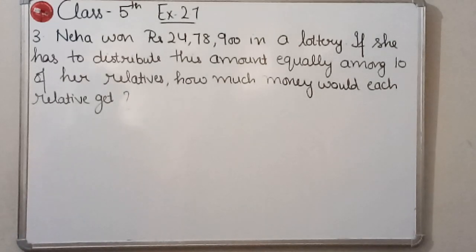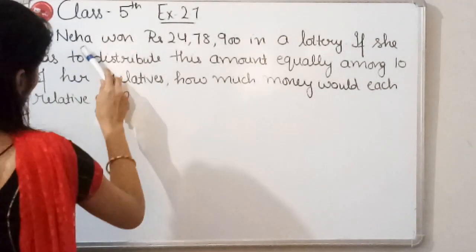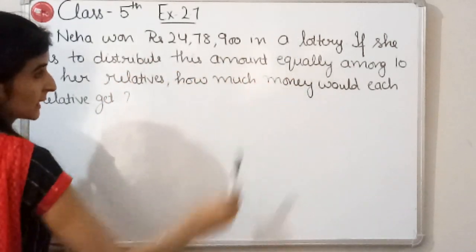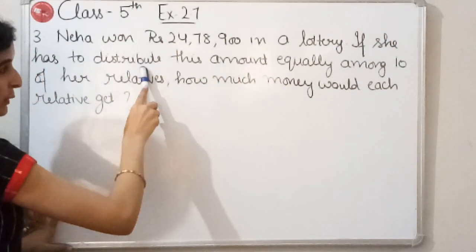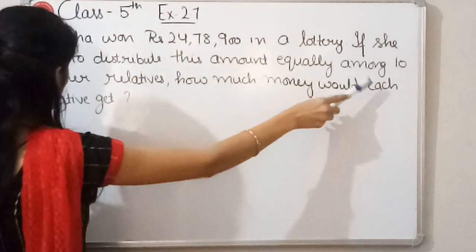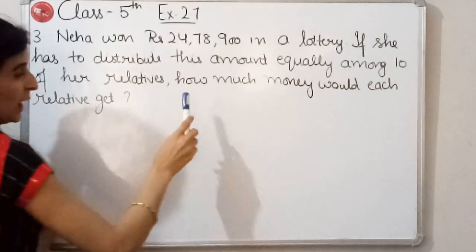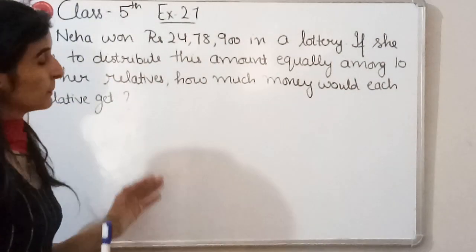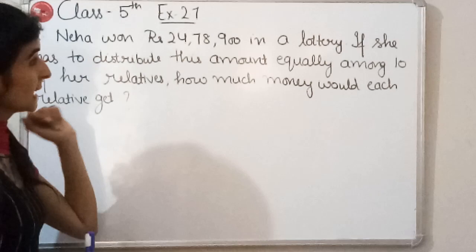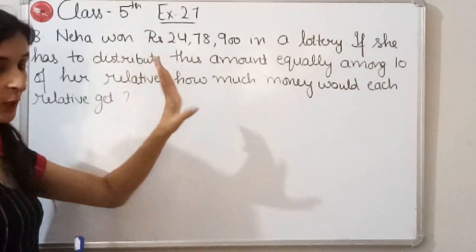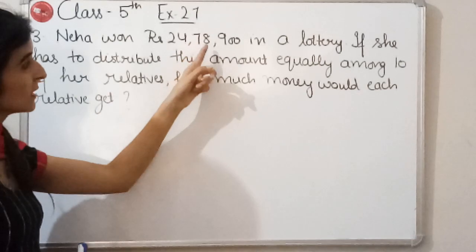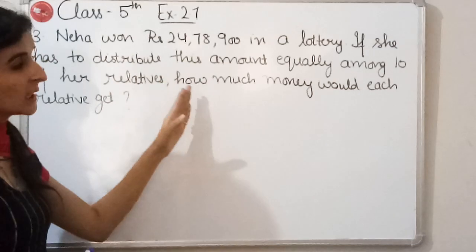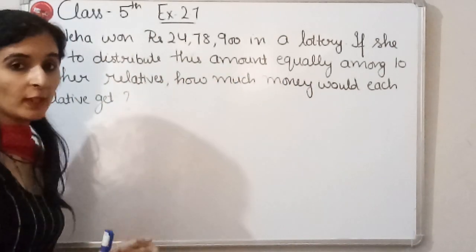Now the next question is question number 3. Neha won rupees 24,78,900 in a lottery. If she has to distribute this amount equally among 10 of her relatives, how much money would each relative get? So what we have given? Money won by Neha is rupees, total amount won by Neha is rupees 24,78,900 and she has to distribute this amount equally among 10 of her relatives.